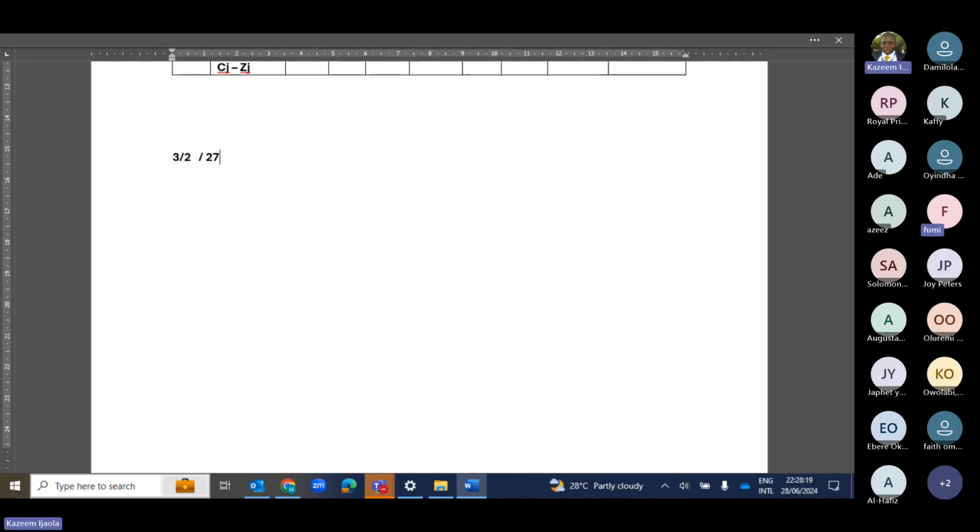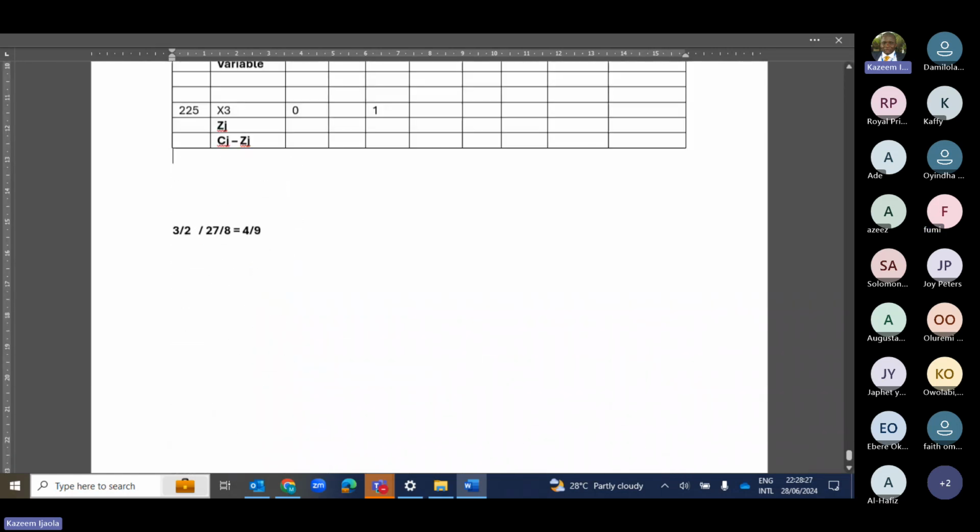Divided by 27/8. If you solve this one mathematically, you will have 4/9. Perfect, 4/9. So the rest is the same thing because time has really gone. So this will be 1/3, this will be minus 1/3, and 8 divided by 27. Then here you have your 40.